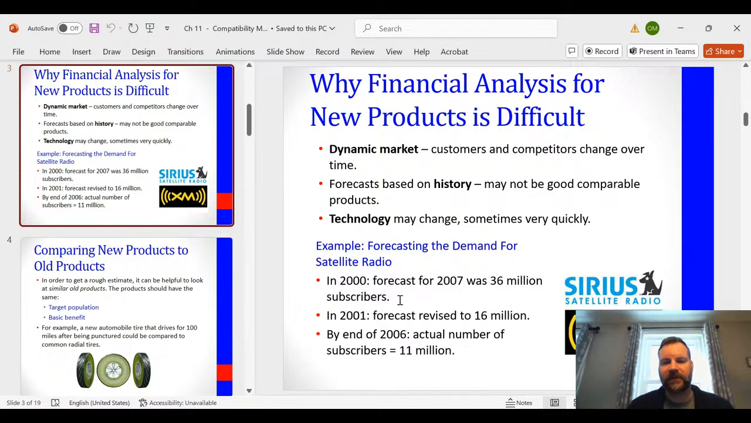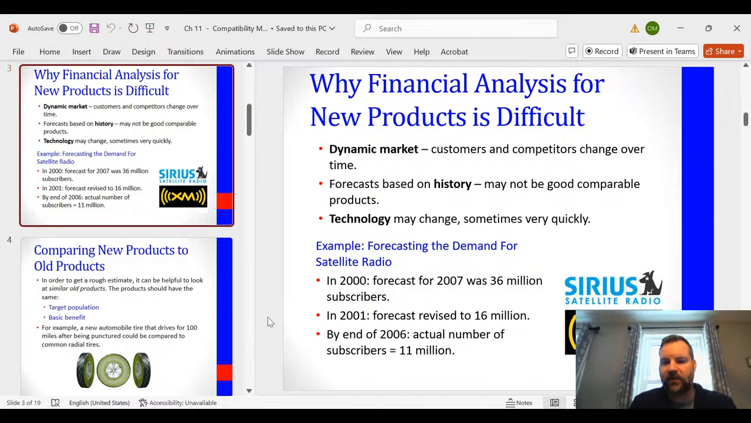So financial analysis is a real challenge for product developers. You're trying to predict the future. I mean, it's pretty obvious that's a challenging thing to do. But there's other aspects here too. You have a dynamic market, which means that customers and competitors can change over time. So something that might be popular when you're gathering data might not continue to be popular into the future. You're basing forecasts on history, which might not be a great comparison. Technology can change. Nonetheless, some approach is better than none.